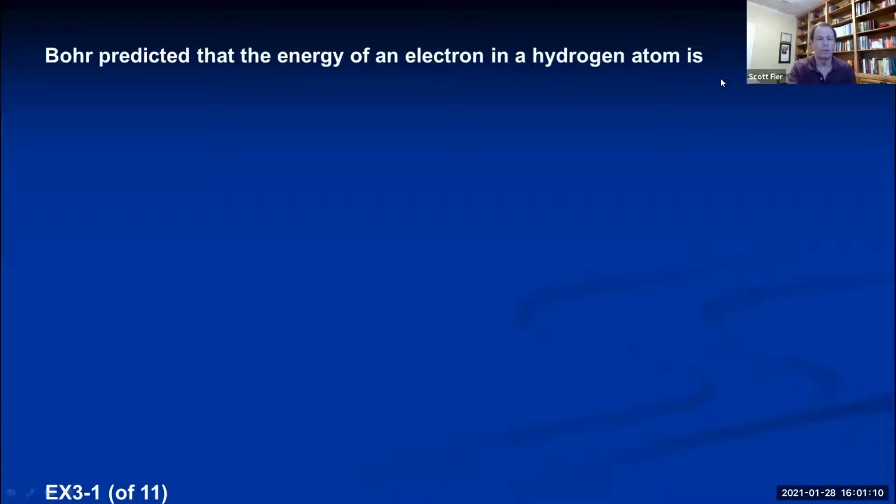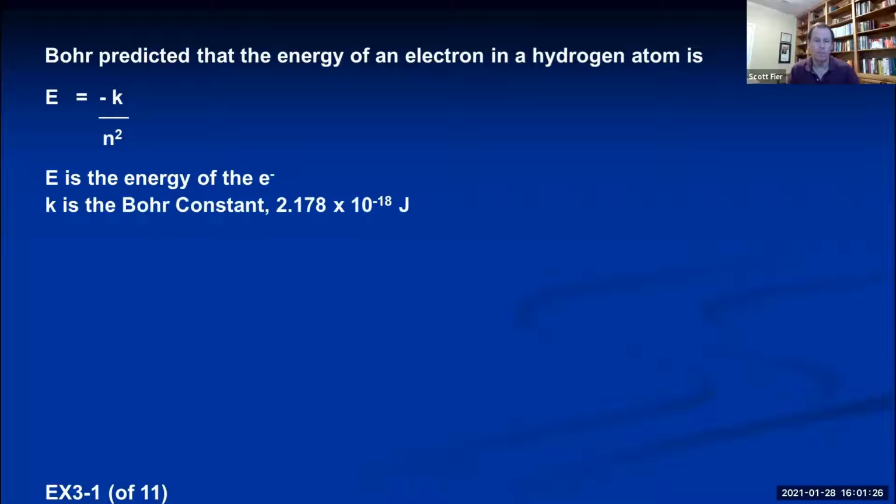And that particular equation is this: E equals negative K divided by n squared, where the E in this equation stands for the energy of the electron in a hydrogen atom. K is just a constant. We now name that the Bohr constant. It has a numerical value of 2.178 times 10 to the minus 18th joules.